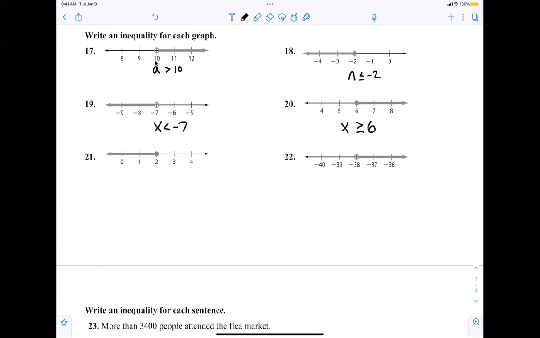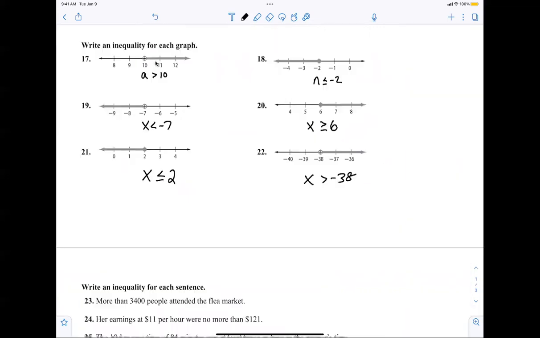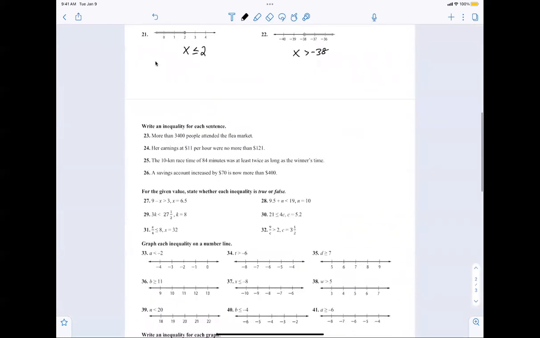Yes. Austin, number 21. It'd be less than or equal to. Yes. So we say less than or equal to what number? 2. Yes. And finally, number 22, Maggie. X is greater than 38, what kind of 38? -38. I'm happy with you. Very, very nice.